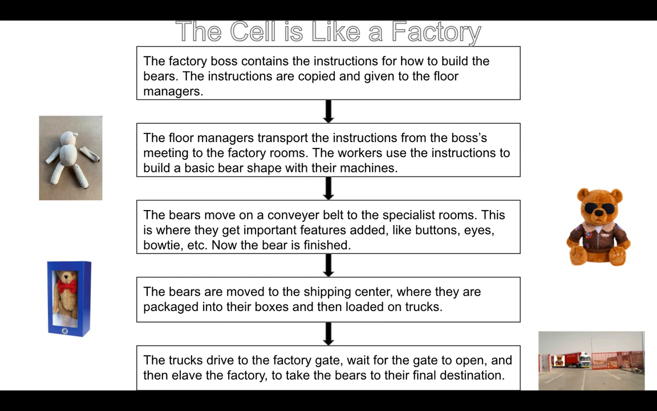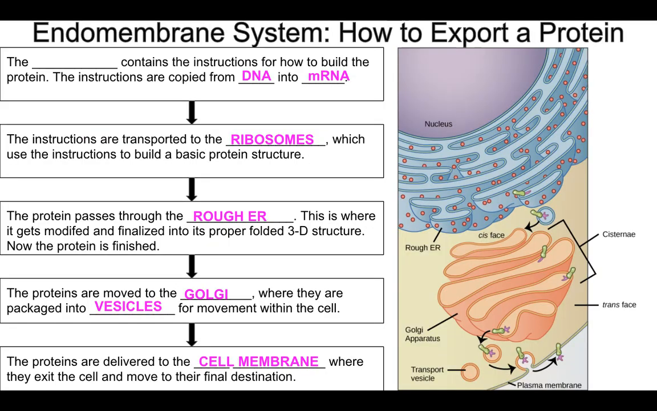And in order to leave a factory, you need to go through the gate. Well, all factories have those electronic gates that open and close. So you have to wait for the gate to open, and then you can leave the factory. That's going to allow the trucks to move the bears to wherever their final destination is, most likely to a shop or something like that. Well, what's the final destination here? Unknown at this point, but in order to move from the vesicle and get out of the cell, we're going to have to cross through the cell membrane.